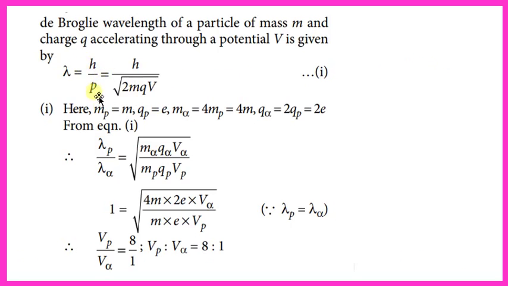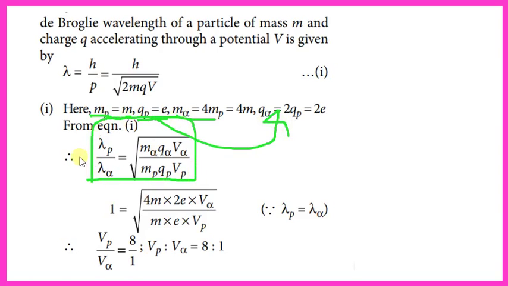Lambda equal to h by p, which is h upon root of 2 m q V. Mass of the proton is m, charge on the proton is e, mass of the alpha particle is 4m, and charge would be 2e. This thing you have to already know. Just substitute all these values in lambda p by lambda alpha, that is lambda of the proton by lambda of the alpha particle. Then you will get Vp by V alpha as 8:1.